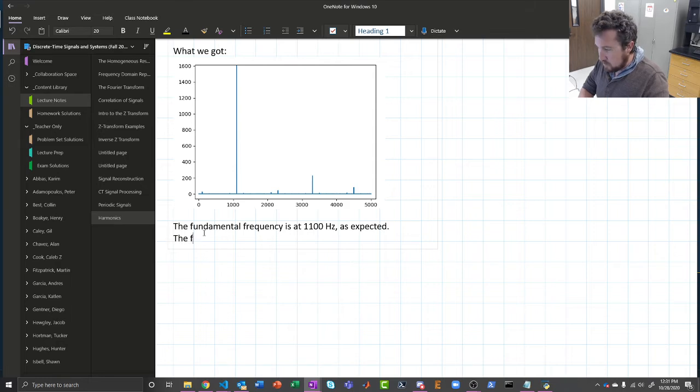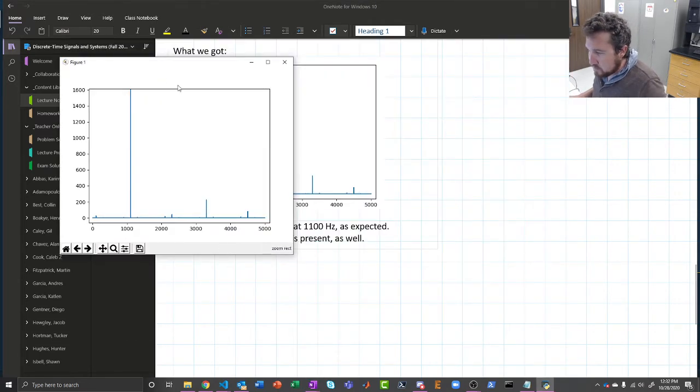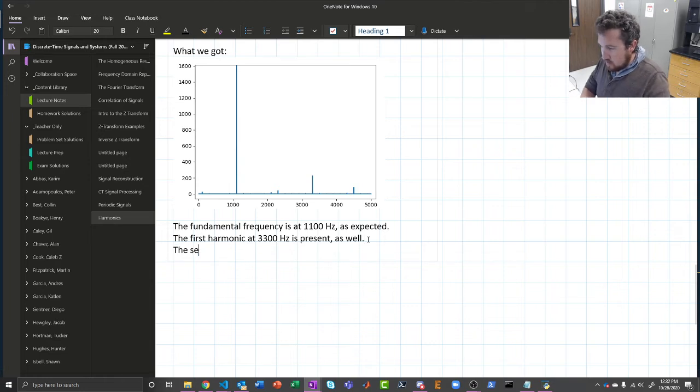The first harmonic at 3300 hertz is present as well. And then this is where it goes off the rails, right? The next one down occurs at 4500. The second harmonic should be at 5500 hertz, but is at 4500 hertz.